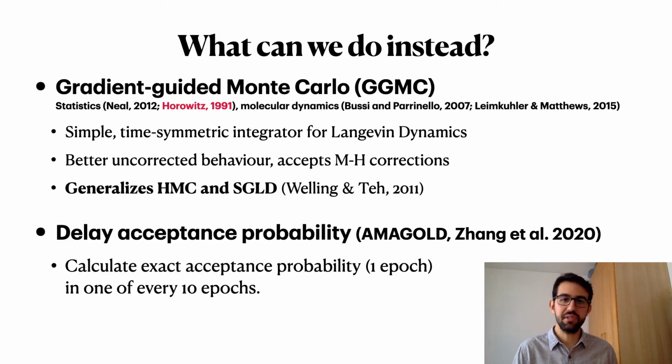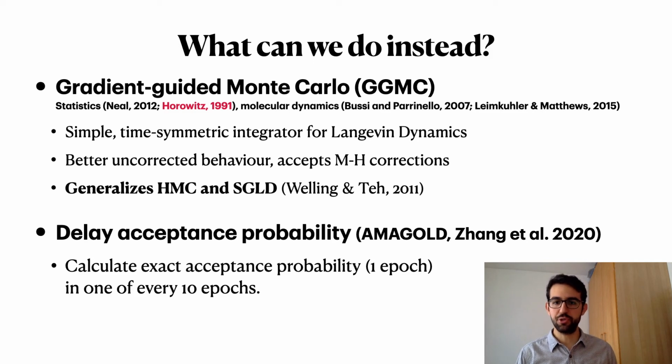Okay, what can we do instead? Well, we can use what in this paper we call the gradient-guided Monte Carlo scheme, which has been discovered many times in statistics and molecular dynamics. The name is taken from Horowitz's 1991 paper. GGMC is a simple, time-symmetric integrator for Langevin Dynamics, which are the same dynamics that SGHMC targets. It behaves better than SGHMC when uncorrected, and also accepts Metropolis Hastings corrections. Also, it generalizes HMC and stochastic gradient Langevin dynamics by setting the parameters to different values.